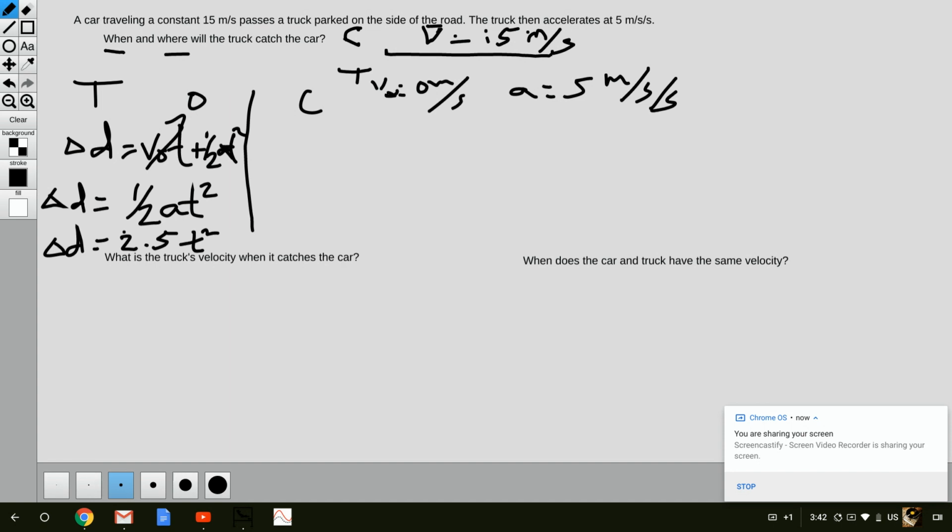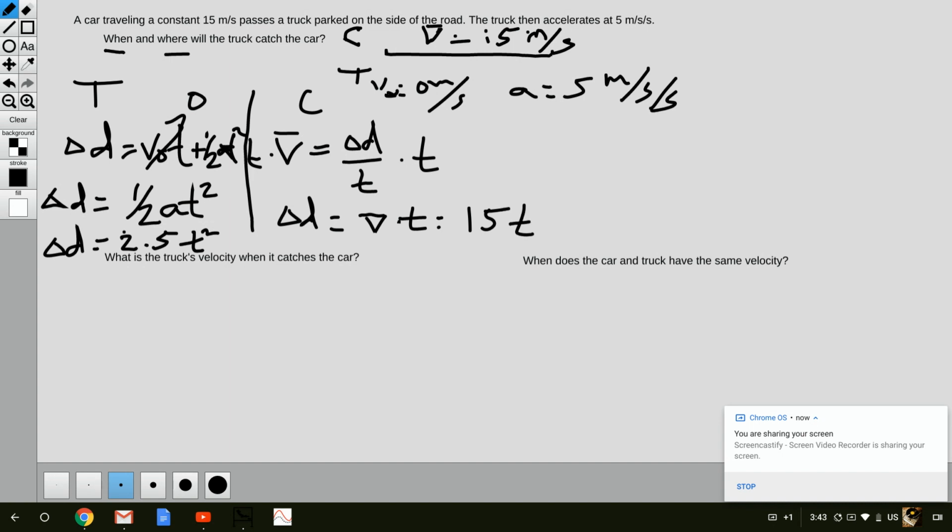Now, we're stuck. We can't go any further. So we're going to do the exact same thing for the car and then use the information that we know about the displacement and time to help solve this problem. So for the car, we're going to solve for its displacement. We're going to have to use this equation here and rearrange it, multiplying both sides by t, and the displacement will be equal to the average velocity times t, which in this case is 15t.